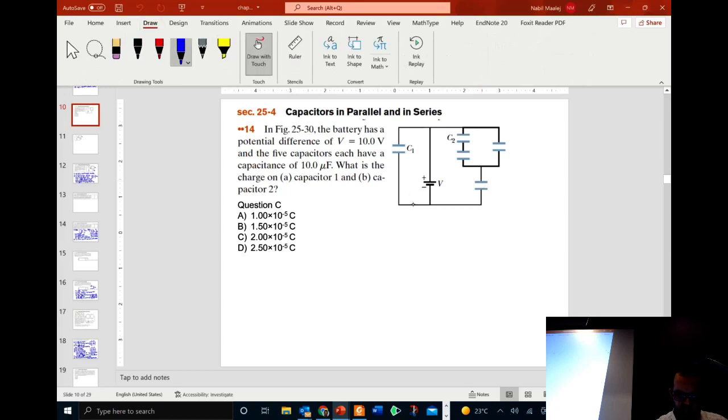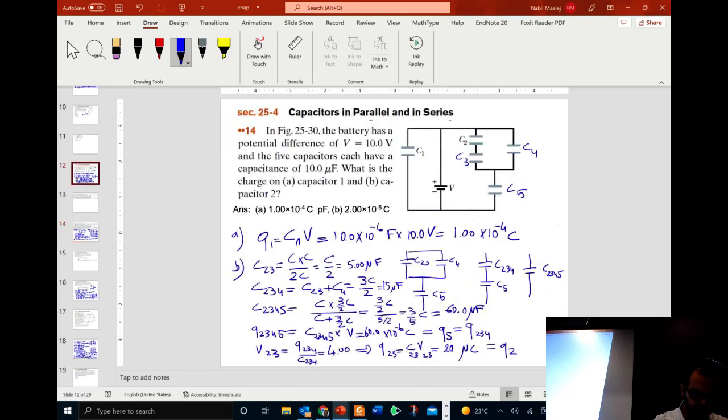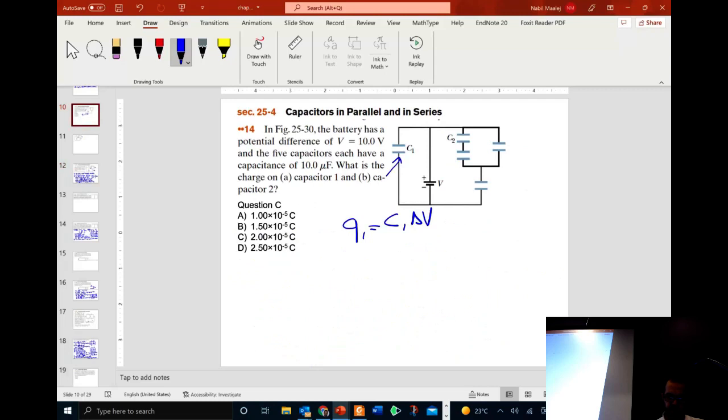Okay, so this is capacitor 1 here. We know the voltage, we know the capacitance, we can determine the charge. So Q1 is going to be equal to C1 delta V. Okay, and you can calculate that. You will find it's equal to, so what is it? Yes, 1 times 10 to the minus 4 coulomb. Okay, so this is the first charge.